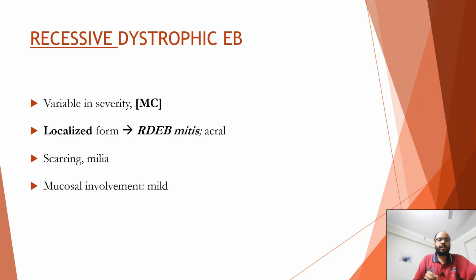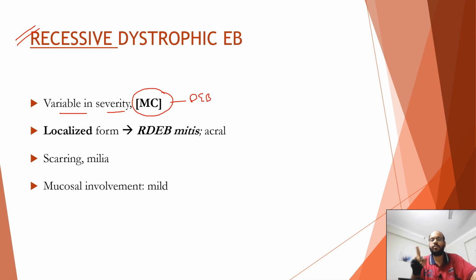So now we will discuss recessive dystrophic EB. Recessive dystrophic EB has variable severity, and it is the most common type of dystrophic EB. Okay, so the most common type of dystrophic EB is recessive dystrophic EB. A localized form of recessive dystrophic EB is recessive dystrophic EB mitis. Now, don't get confused with localized dystrophic EB. Localized dystrophic EB is localized dominant inherited dystrophic EB.